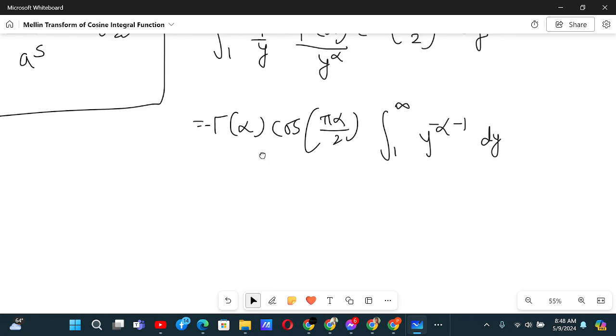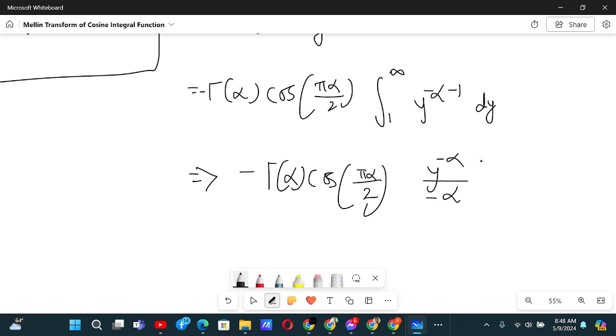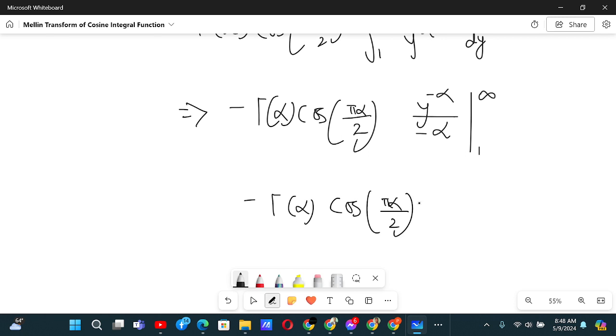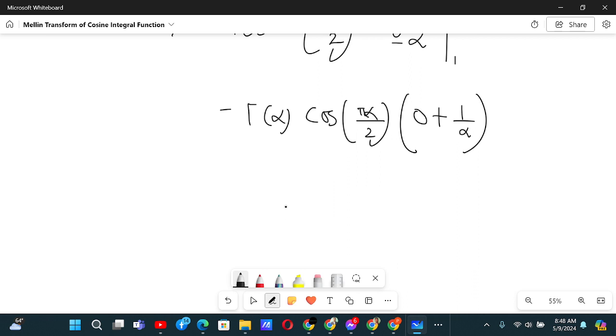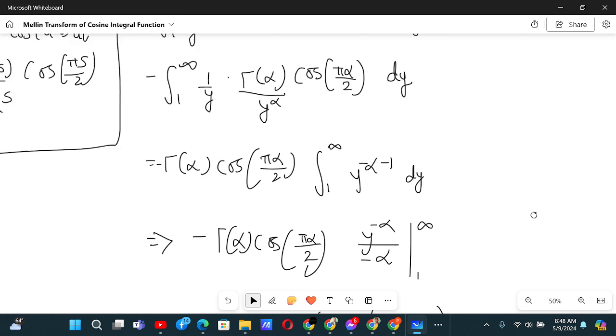Now this is pretty easy to integrate. This is just the normal power rule integral that we have been doing since high school. The integral of this function is y to the power minus alpha by minus alpha, which goes from 1 to infinity, and then this is just minus gamma of alpha cos of pi alpha by 2. At infinity it is 0, minus minus plus, at 1 it is 1 to the power alpha, so 1 by alpha, and we get the answer. This is a pretty neat, beautiful answer, I should say: minus gamma of alpha by alpha cos of pi alpha by 2. Let's see if that's correct or not.